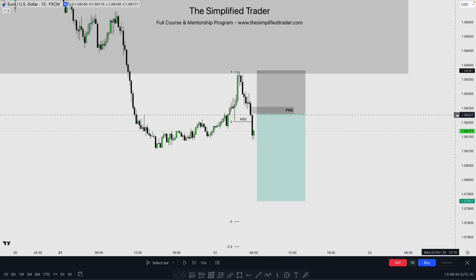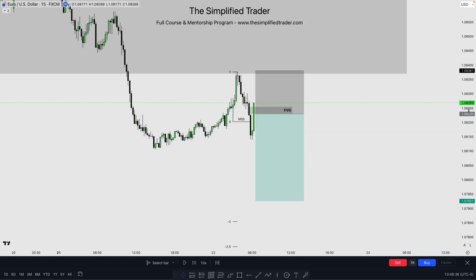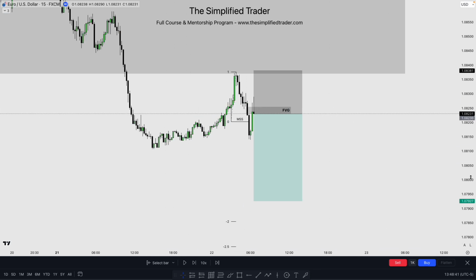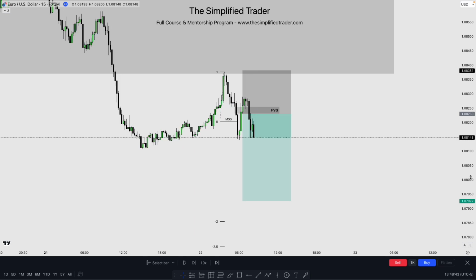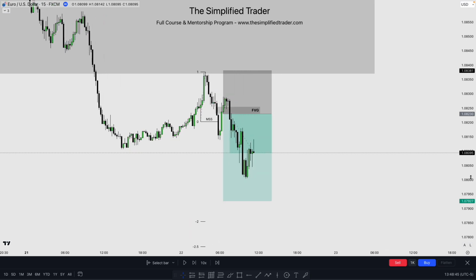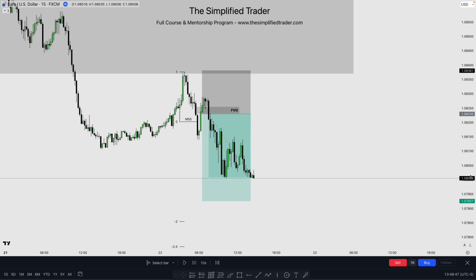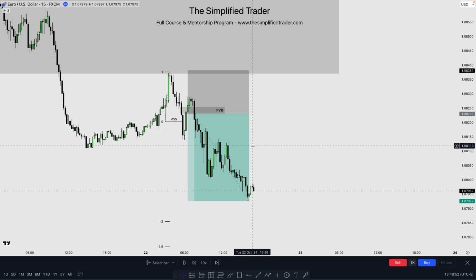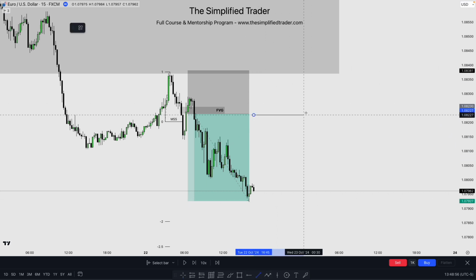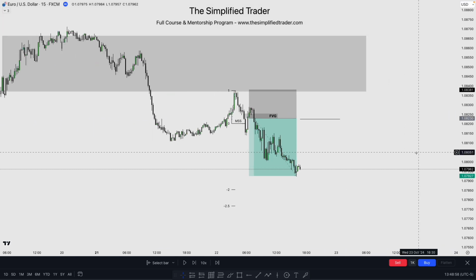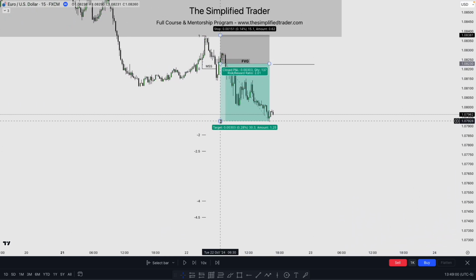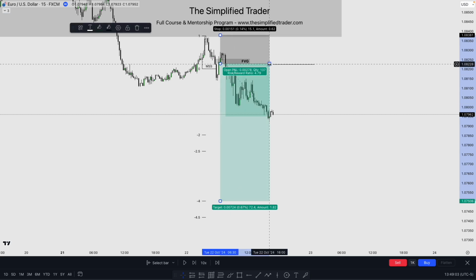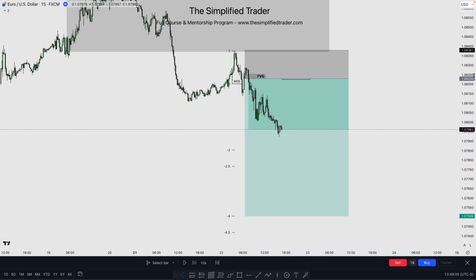Let's see how this trade plays out. We get a tap into our fair value gap, so let's see how this runs. Eventually we do go down and we do hit 2R. So now for interest's sake, we have taken partials. Stop loss has been moved to break even. Let's see if this market can hit negative 4R. Let's see what happens.